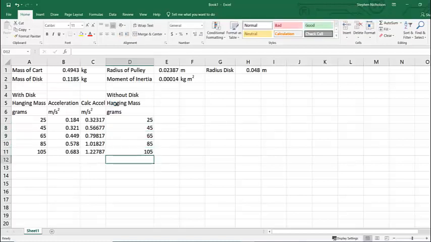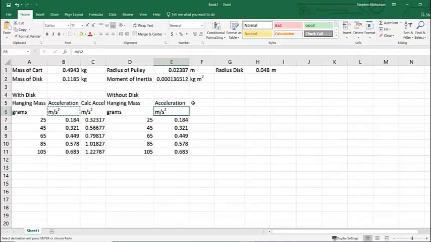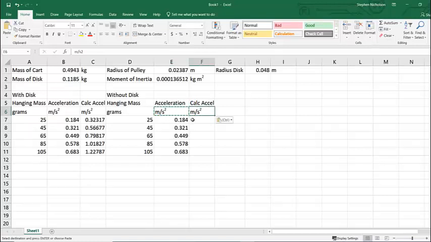So we can actually copy things. So then we have the measured acceleration, and let's copy the units. And then we'll do the calculated acceleration. Copy the units again. Okay.